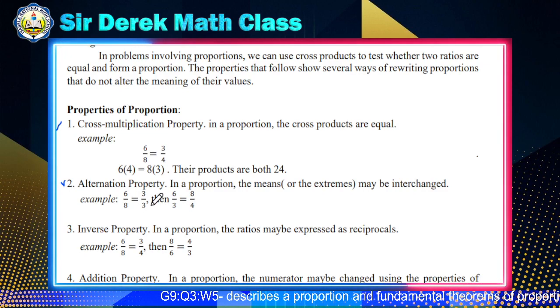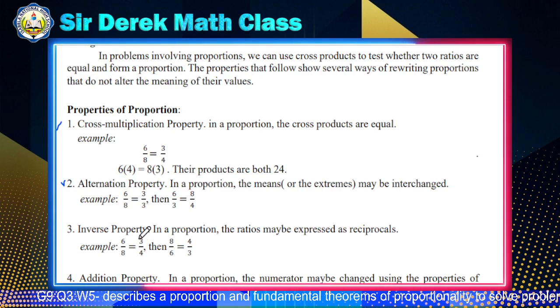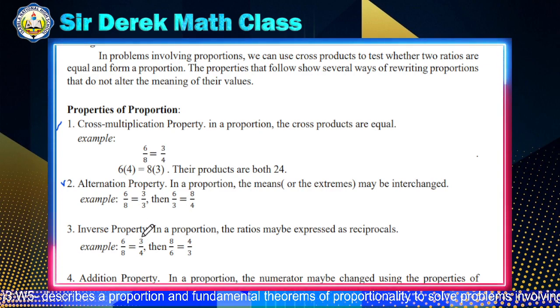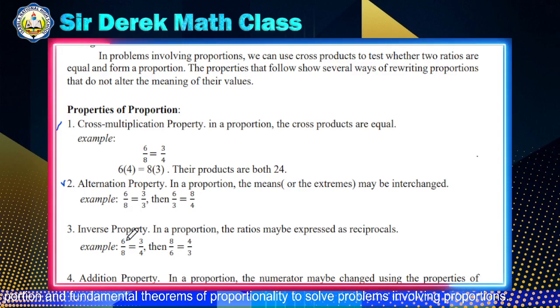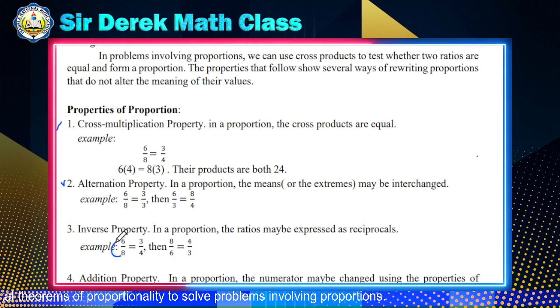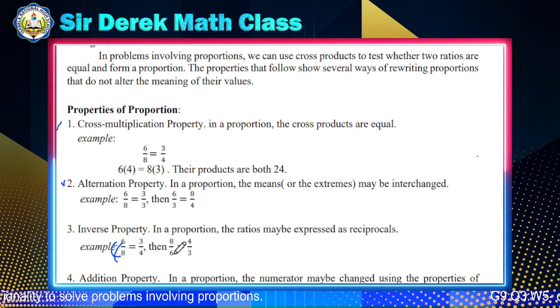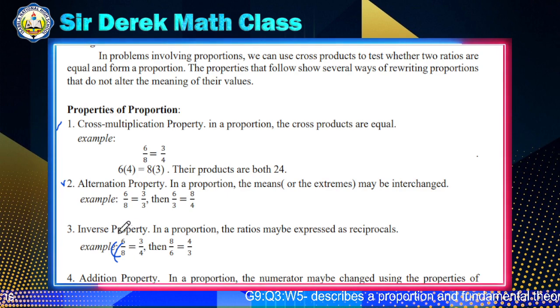Ito, 6/8. Wait lang ha. Alternation meaning if you interchange yung ito, 6 at saka 8 and then 4 and 3. So, observe nyo ito. Sa ratio kasi, importante yung order eh. If you flip this, you make 8 as your numerator and also your numerator becomes your denominator. This is now 8/6. Therefore, you will do the same to the second ratio. Okay? So, inverse property ang tawag natin dito.